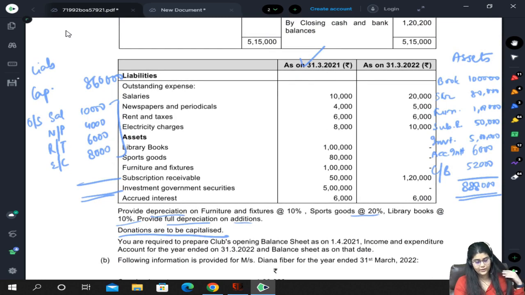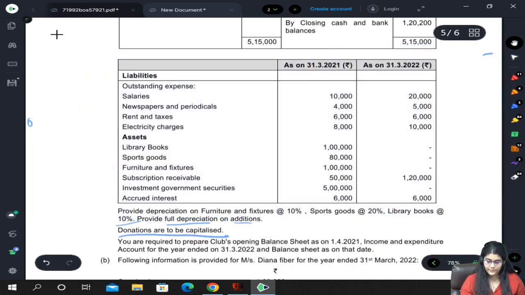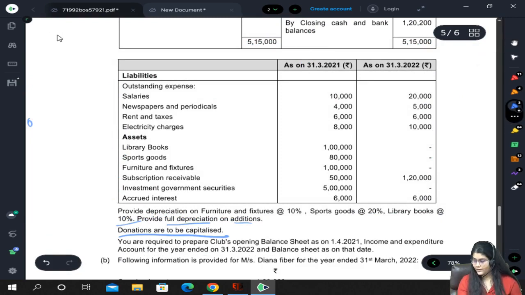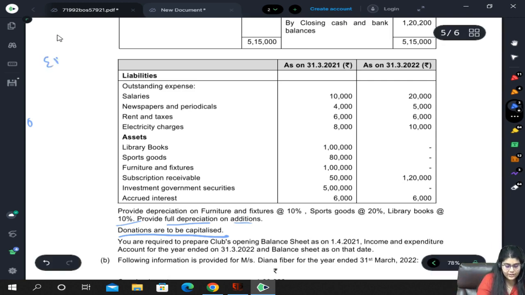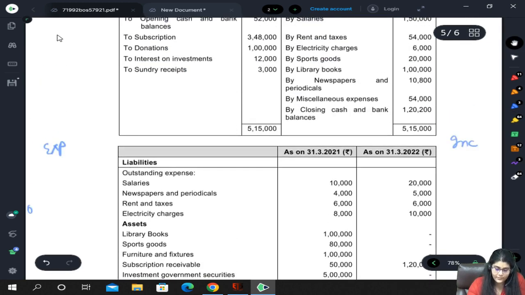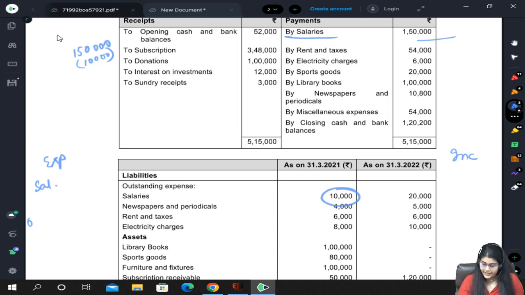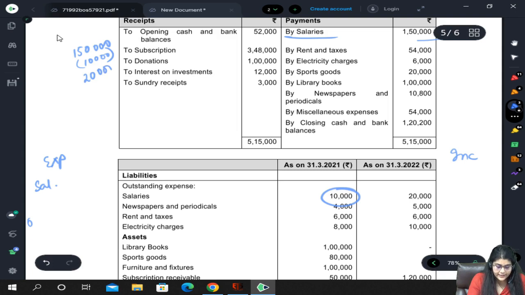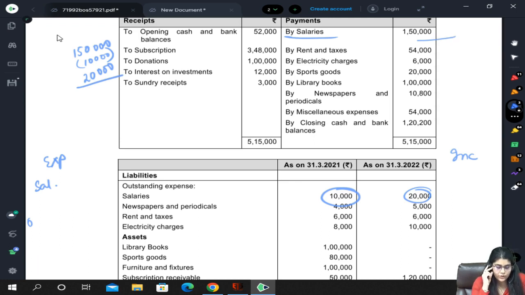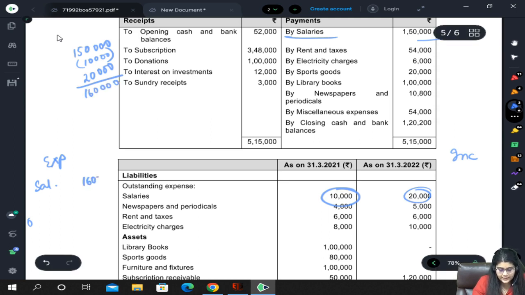Next, we have to make the income and expenditure account for the current year. Okay, so let's start. The income and expenditure account. Expenditure on this side, income on this side. First expenditure, salaries. Now salaries paid is 1,50,000. Out of this, we know 10,000 was outstanding last year. So 10,000 pertains to the previous year. Correct? So 1,50,000 minus 10,000 and 20,000 which are outstanding at the end of the year. Which means salary chargeable to this year is actually 1,60,000. Same goes for rent and taxes, electricity charges, newspapers and periodicals.